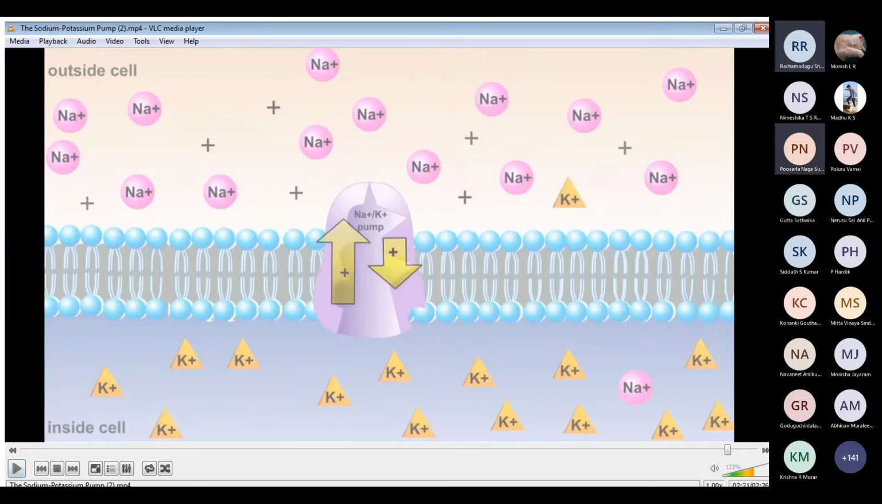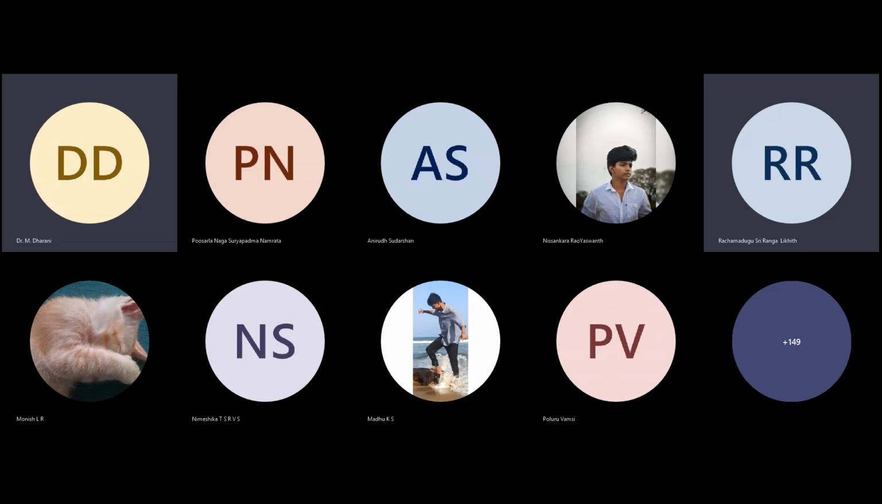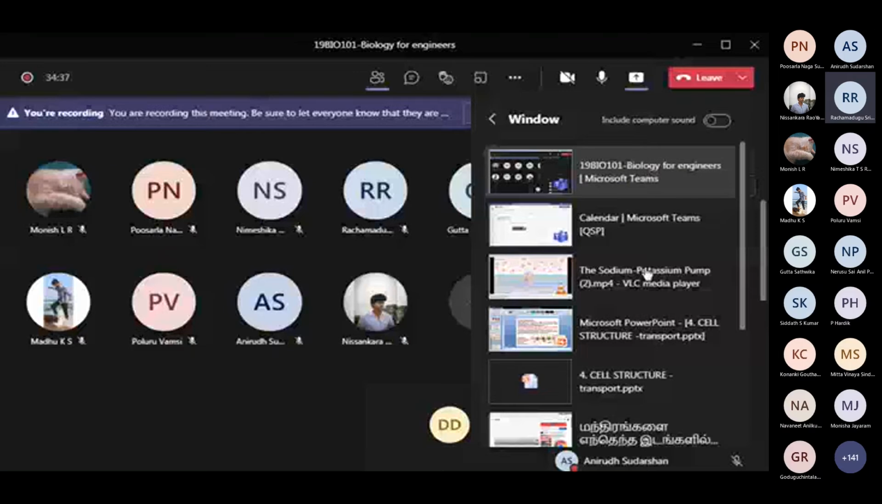Ma'am, active process is only through proteins. Yeah. Okay. So with this much if you know regarding the transport, it is enough. So I will just summarize. I have given it in the form of a diagram. So just let me explain.